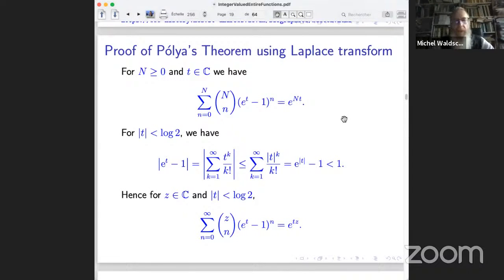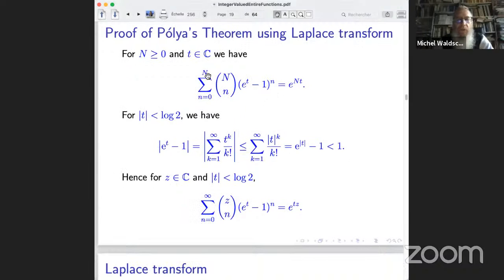So the proof can be done in the following way. You start from exponential of NT, where N is an integer, and you write exponential NT as exponential of N(t minus 1) plus 1. And then you expand the exponential t minus 1 to the n by using this formula, which is just elementary. You just expand this in the binomial formula. And you look at what happens if t is less than log 2, which is just the bound given by Polya. Then this coefficient, exponential of t minus 1 to the n, tends to 0 geometrically because exponential of t minus 1 is less than 1.